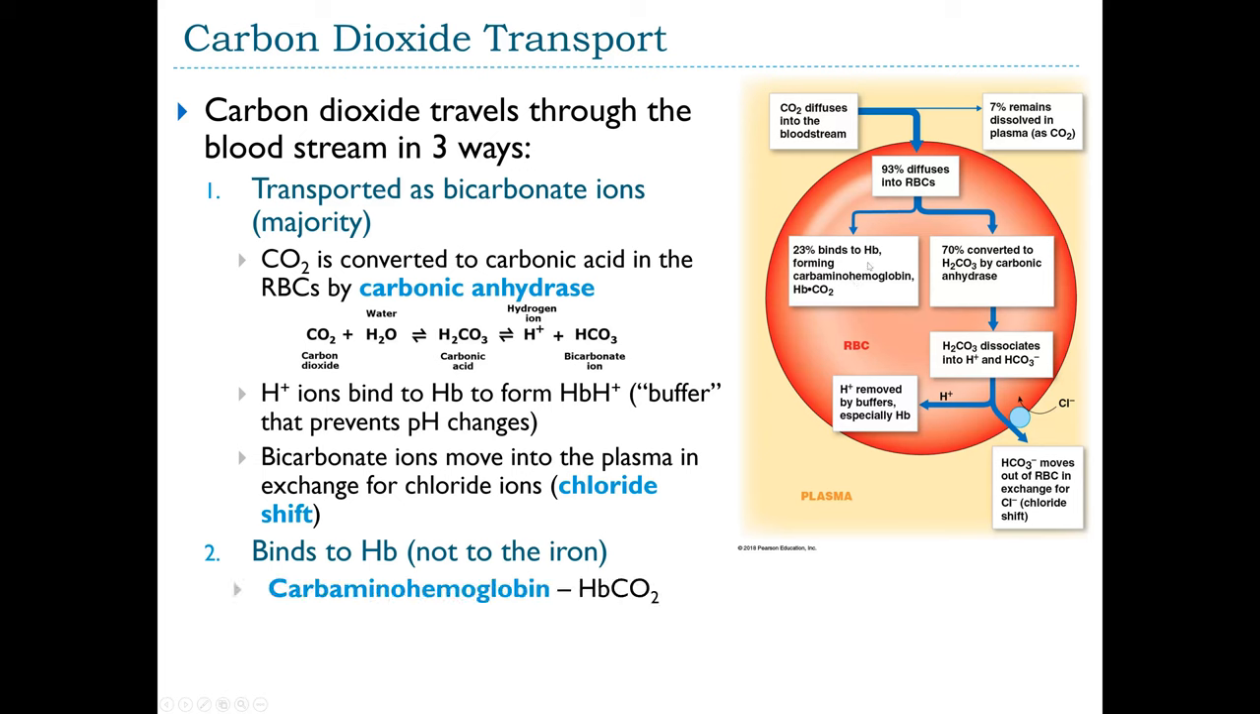When carbon dioxide binds to the hemoglobin, it forms a compound that is technically called carbaminohemoglobin, or HbCO2. And then the remaining 7% is just dissolved in plasma as CO2. So between the 7% that is in the plasma as CO2 and the 70% that is converted to bicarbonate ions that is transported in the plasma, technically the majority of the carbon dioxide is transported in the plasma. It is just that most of it is as bicarbonate ions.